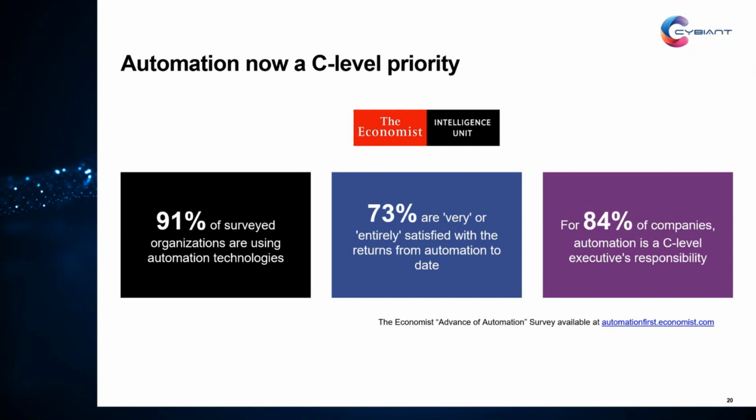So we can see, in a survey, the market leader is saying that automation is now a C-level priority. 91% of the surveyed organizations who participated are already using automation technology. And 73% of them are very or entirely satisfied with the return from automation to date. For 84% of companies, automation is a C-level executive responsibility, so it also involves C-level people in adopting RPA.